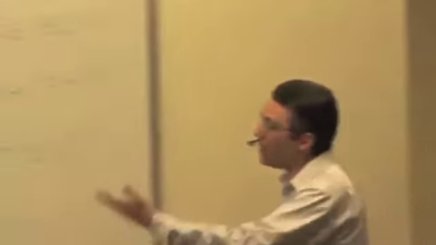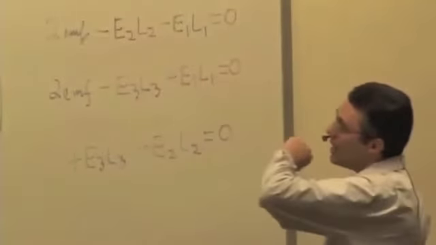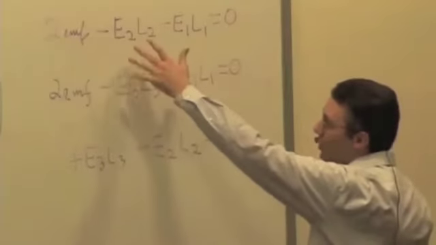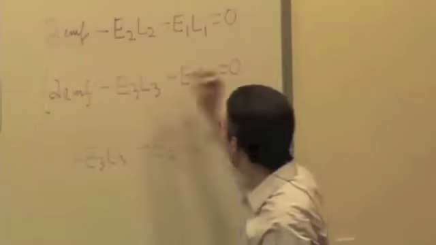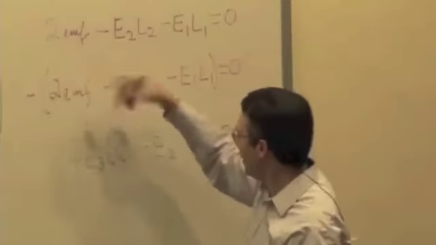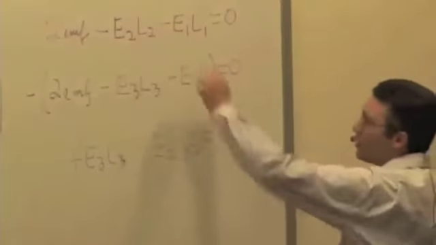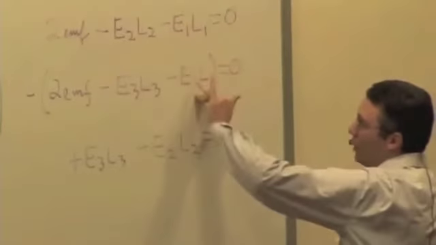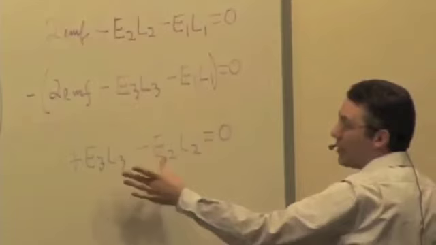Can I use those 3 equations to solve this system? There's 3 unknowns here, right? Electric field 1, electric field 2, electric field 3. Why not? One of the equations cancels out and we get the third one, right? These equations are not independent. You could subtract this equation from this one. The EMFs would go away, E1L1 would go away, and you'd be left with this third equation.